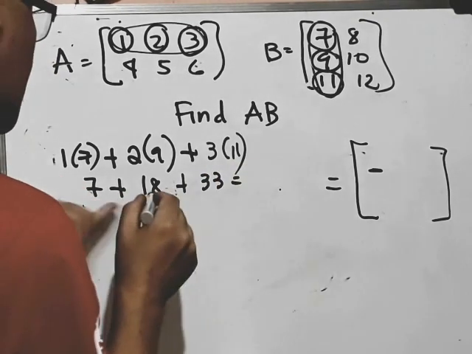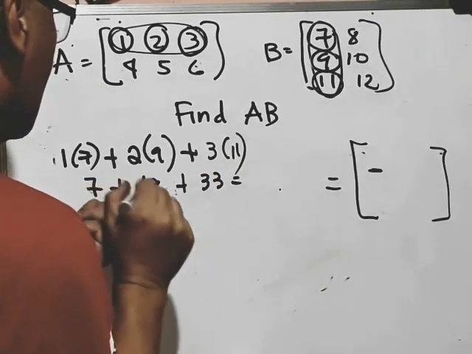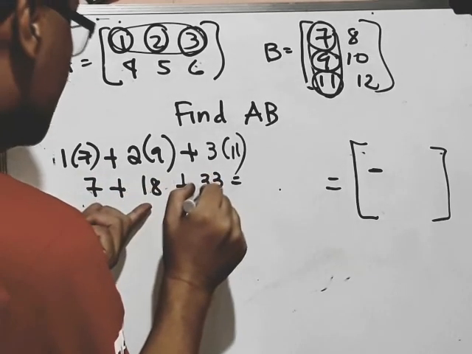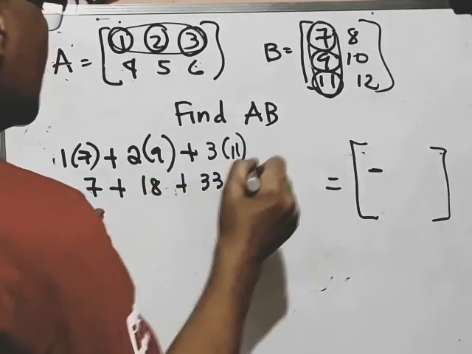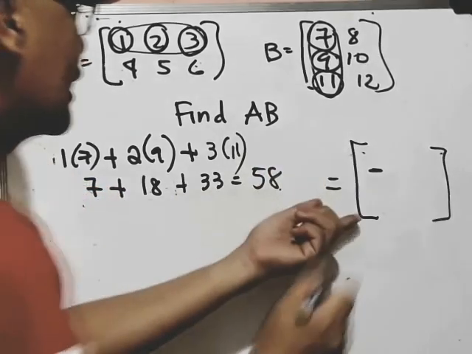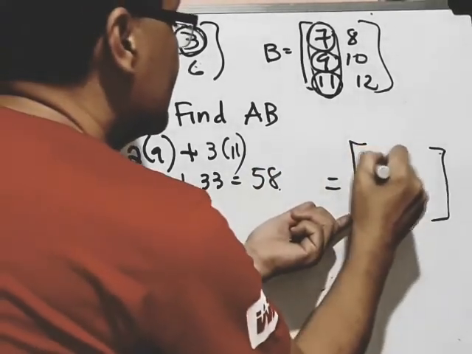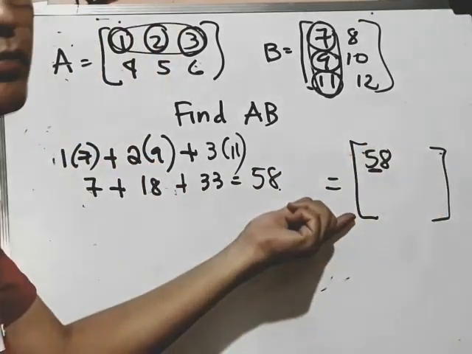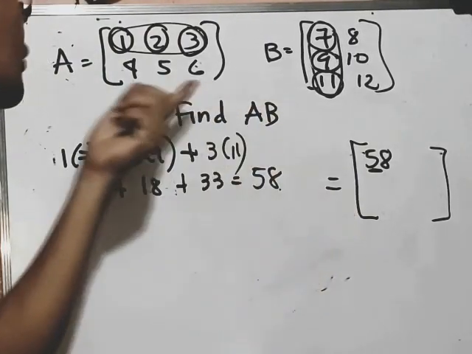So, 18 plus 33 is 51 plus 7, 58. Saan natin ilalagay dito sa first entry ng resultant matrix?